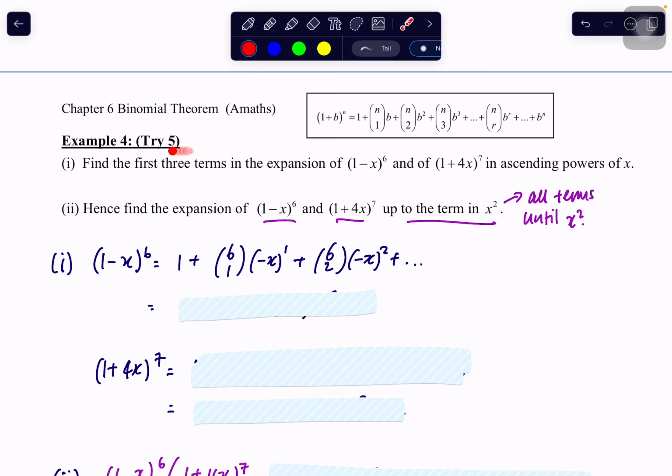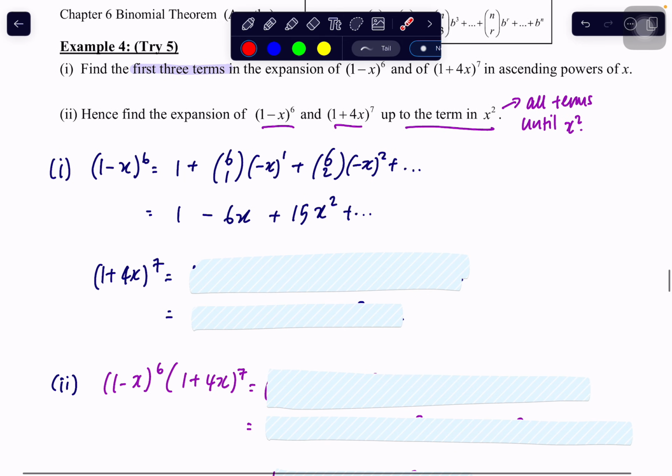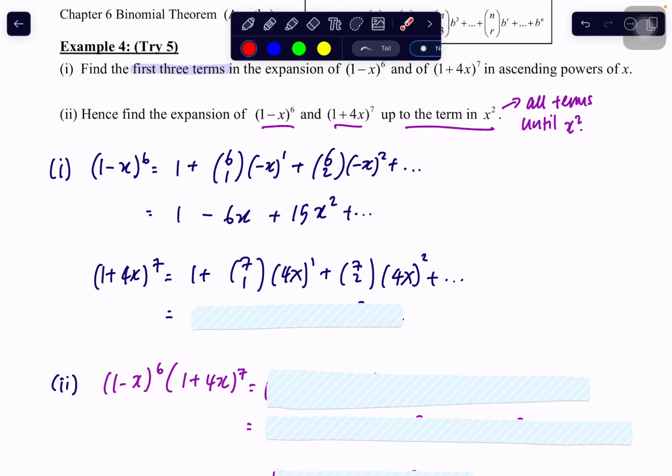Okay, so likewise, first three terms, please highlight. Okay, so do not need to expand beyond this. Okay, simplifying, you should get 1 minus 6x plus 15x squared. Likewise, for the second term, 1 plus 4x to the power of 7. Okay, using binomial theorem, I'm going to expand and I should get something like that. Okay, simplifying, I should get something like that.